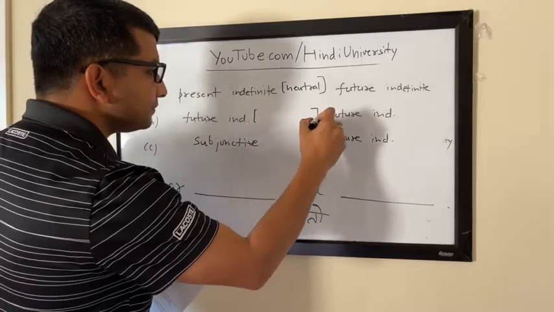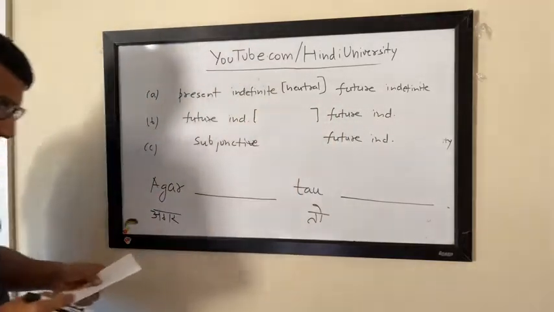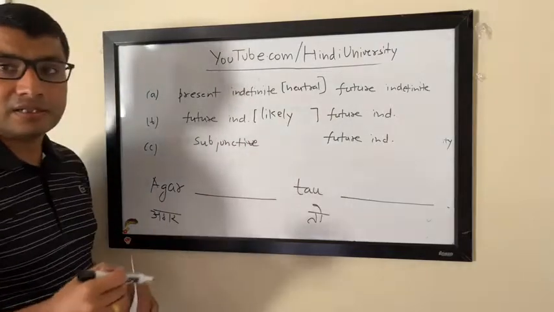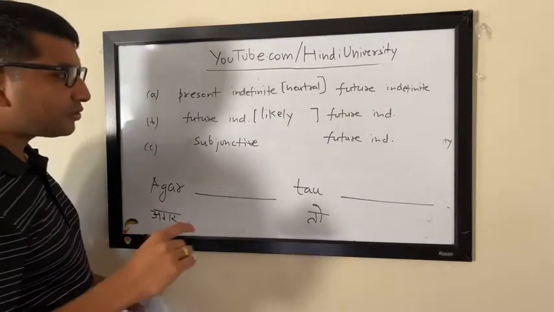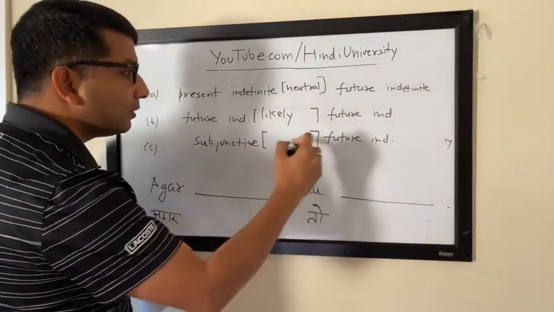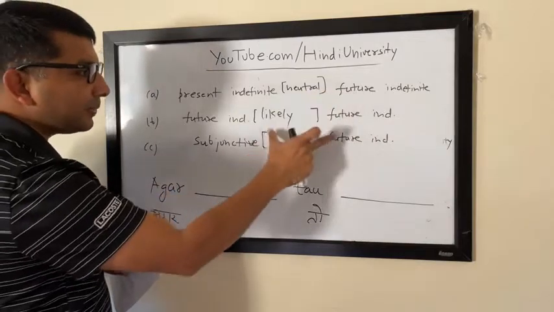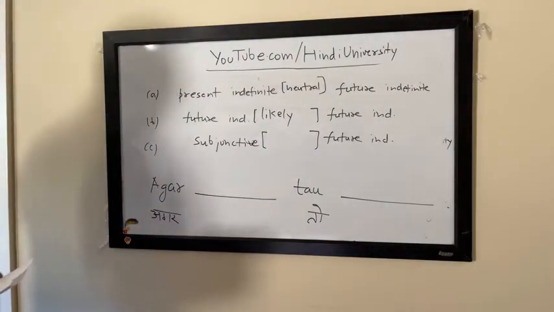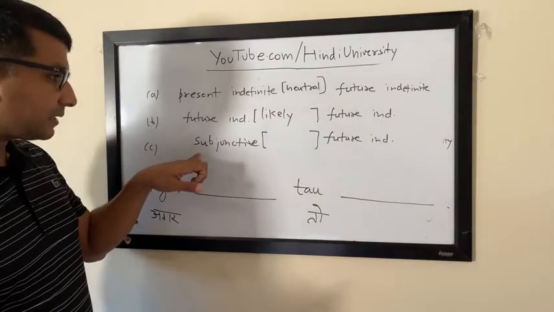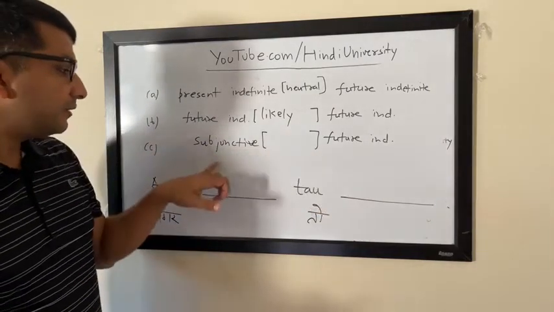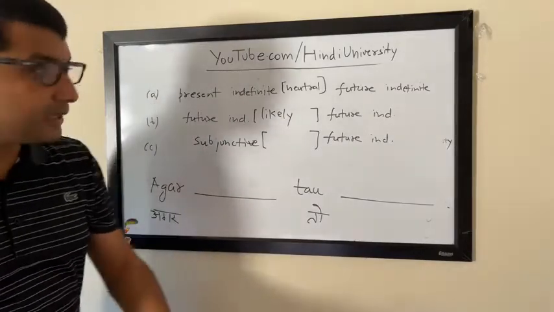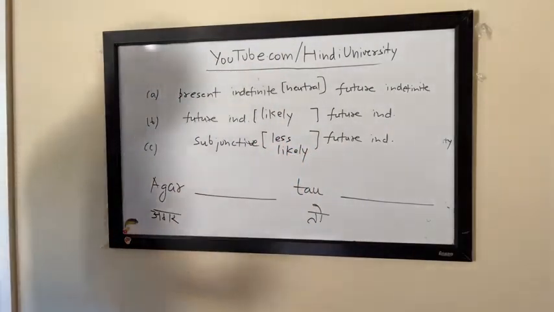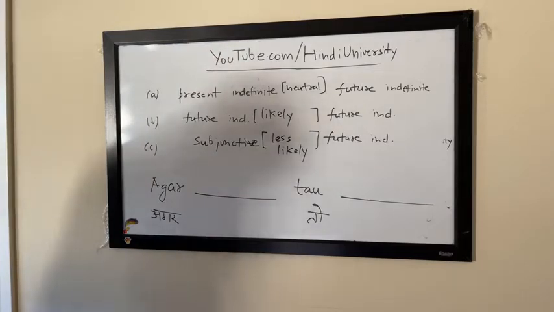In the second one, when you have future indefinite and future indefinite, the likelihood is that it's likely that it will rain. Agar barish hogi, to meri car geeli hogi. Okay, we will go over it in detail, so don't worry about making the sentences yet. Right now, just understand the difference that based on the pair you're using, there is a subtle difference in the way the first event will happen. Okay, third one, if the first sentence is subjunctive and the second one is future indefinite, which is agar barish ho to meri car geeli hogi, it's less likely. It's less likely that this event will happen. Okay, agar barish ho to meri car geeli hogi.